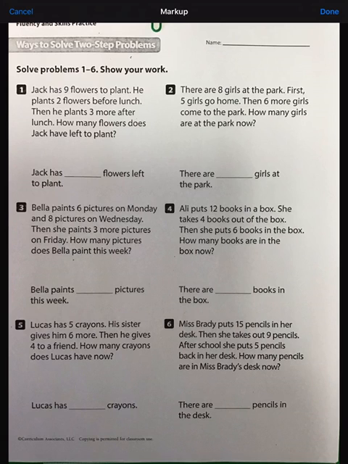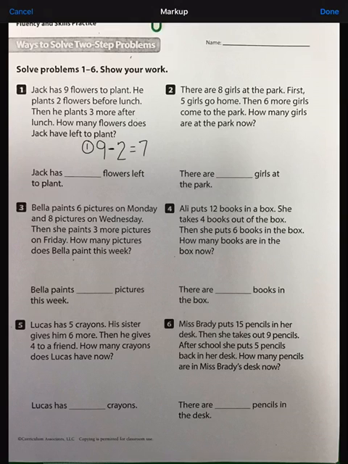So if I take the 9 that I'm starting with, those are the 9 flowers that he needs to plant. So if he already planted 2 of them, that means that's going to take away from the amount that he has to plant. So since it's taking away, I'm going to subtract. So my first step would be 9 minus the 2 flowers that he already planted before lunch. Okay, so this would be step 1. So 9 minus 2, and when I do that, I get 7.